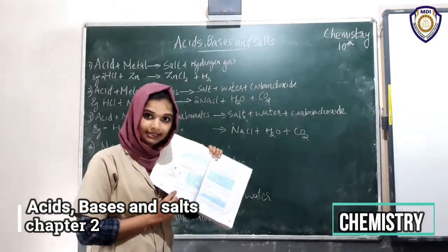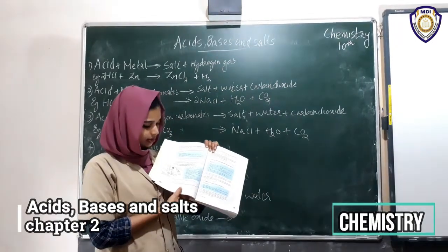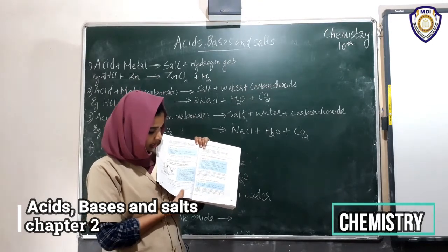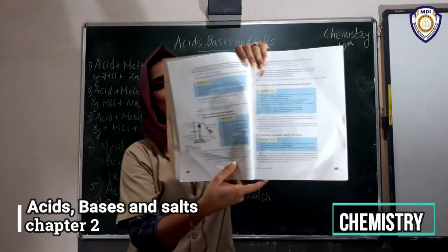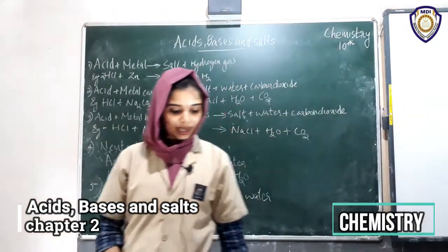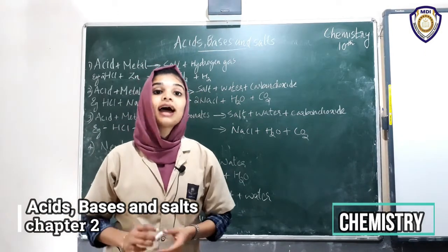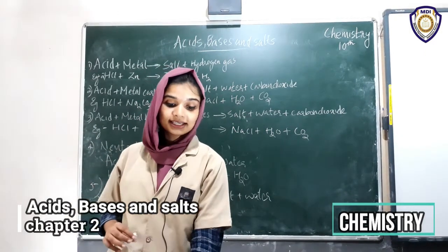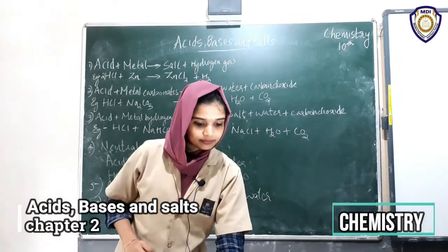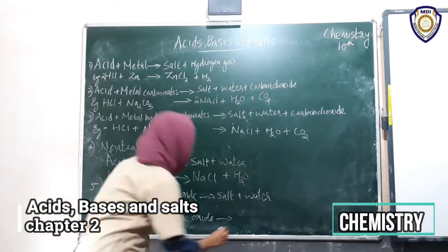So when we add a non-metallic oxide, that is CO2, to a base, and we are taking calcium hydroxide as the example, it forms calcium carbonate, which is a salt, and H2O, water. So we can infer that non-metallic oxides have acidic character. Non-metallic oxides are acidic in nature.